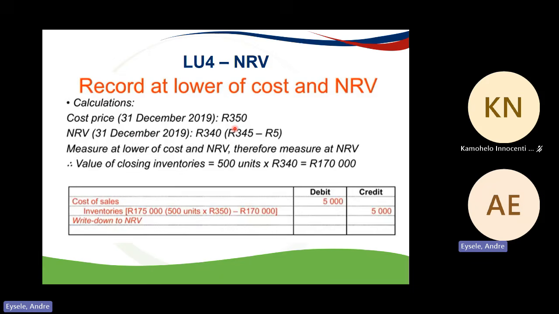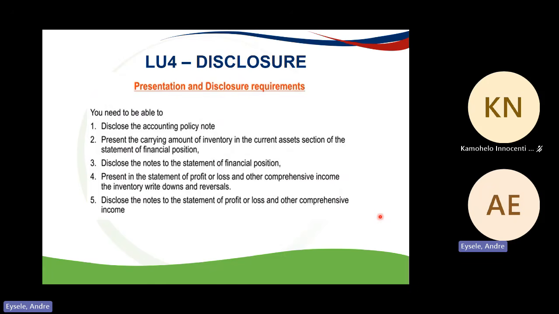Therefore, your NRV is 340 Rand. Can you see there's a 10 Rand difference? So the valuation is now 500 units times 340, which is 170,000 Rand. The original amount was 500 times 350, which is the original cost. Therefore, there's a 5,000 Rand write-down. So now it is 170,000, where originally we had 175,000. So you debit your cost of sales and credit your inventories as the write-down of inventories. Okay, so that is dealing with NRV.